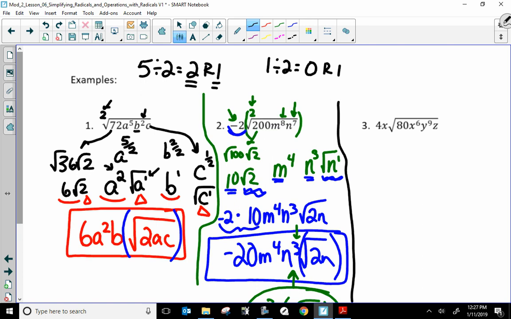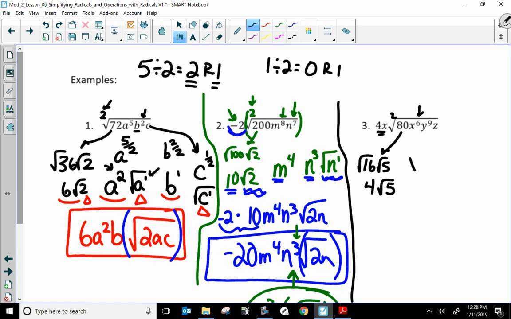All right, last one. Last one. 4x. We're just going to carry along for the ride and multiply in the end. 80. What's a square root that goes into 80? I think it's 16 and 5. So it's 16 times 5. Square root of 16 is 4. 4 radical 5. Done.